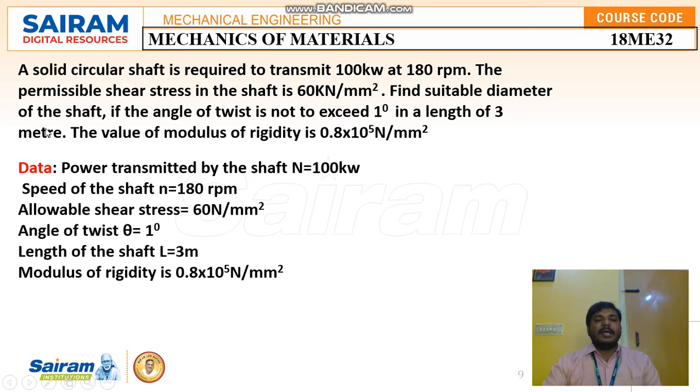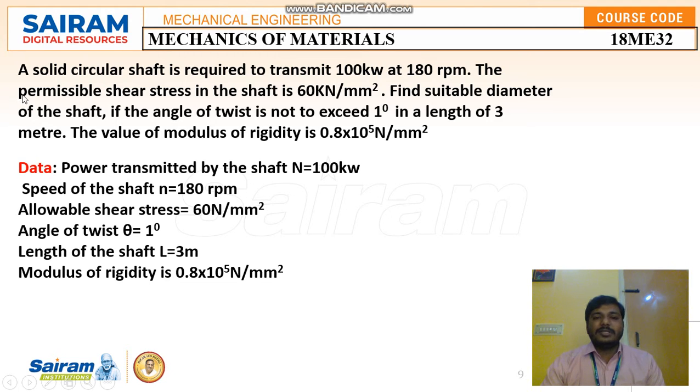So they have given the angle of twist and the length, 3 meter. The value of the modulus of rigidity, that is G, is 0.8 into 10 to the power of 5 Newton per mm square. So what we need to find out in this problem based on the given data: a solid circular shaft is required to transmit 100 kilowatt power at 180 rpm.